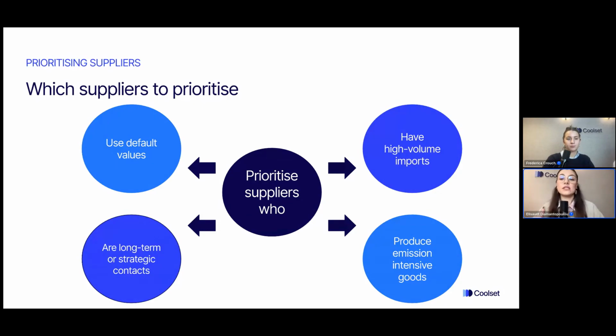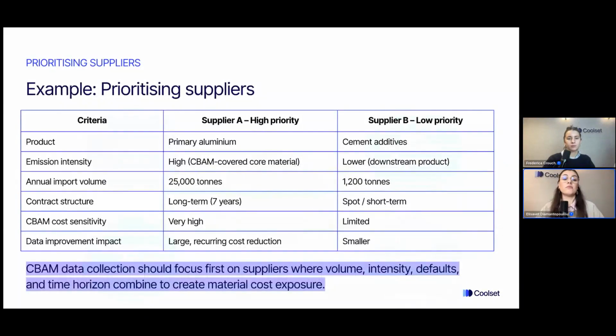We have an example here just to show you very quickly how in practice two suppliers could be prioritized differently. Supplier A delivers a core CBAM material with higher emission intensity in large volumes, and there are long-term contracts with it, so focusing on supplier A will probably lead to more recurring impact over multiple years. At the same time, supplier B already has lower emissions, it's a downstream product, and it's not a well-used supplier, so maybe it does not make sense to start by focusing on supplier B.